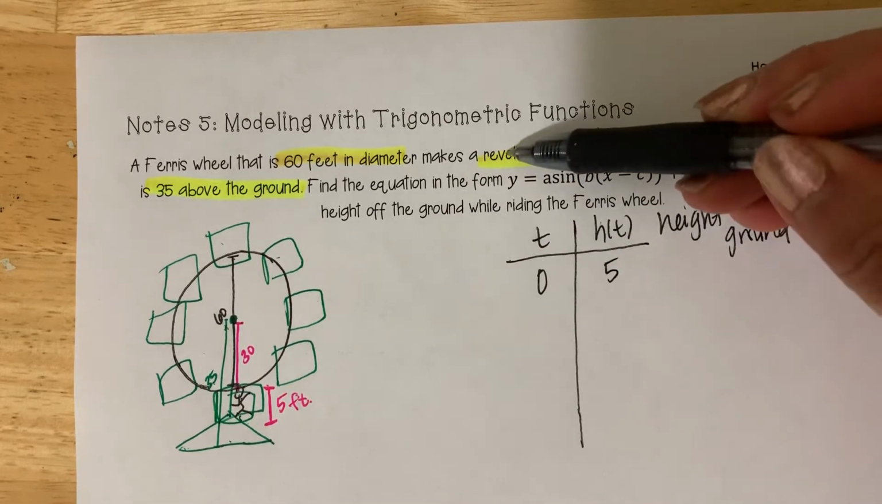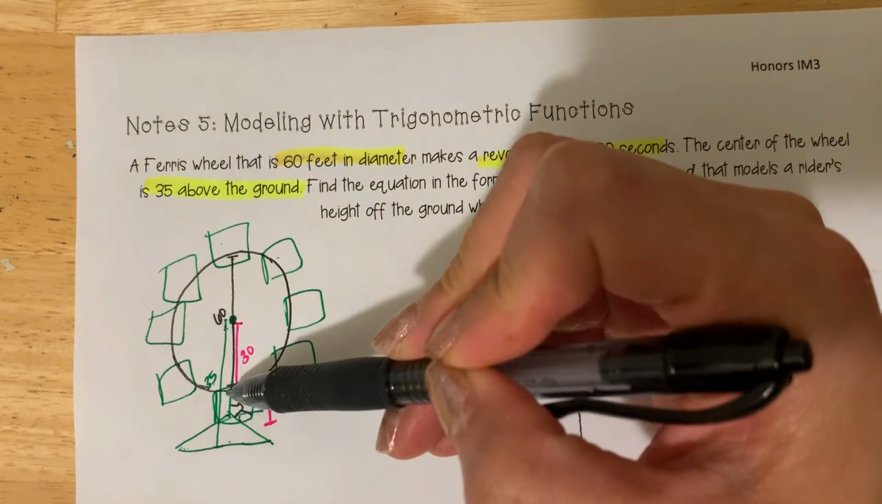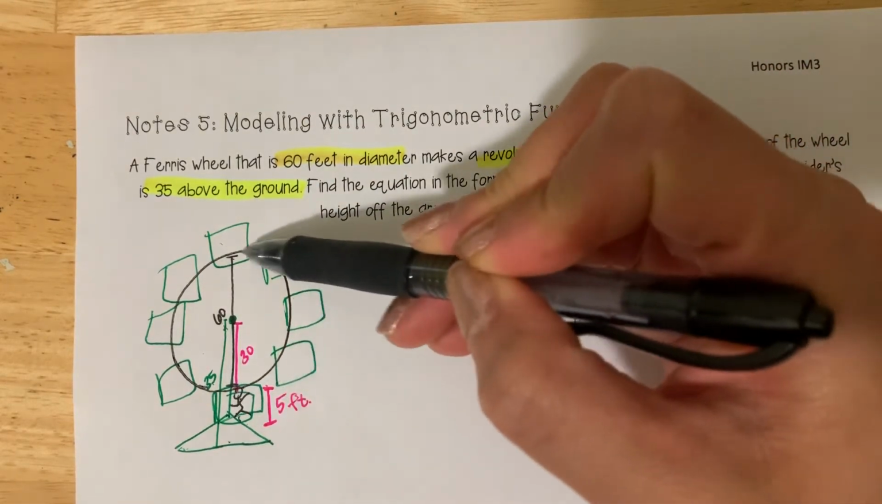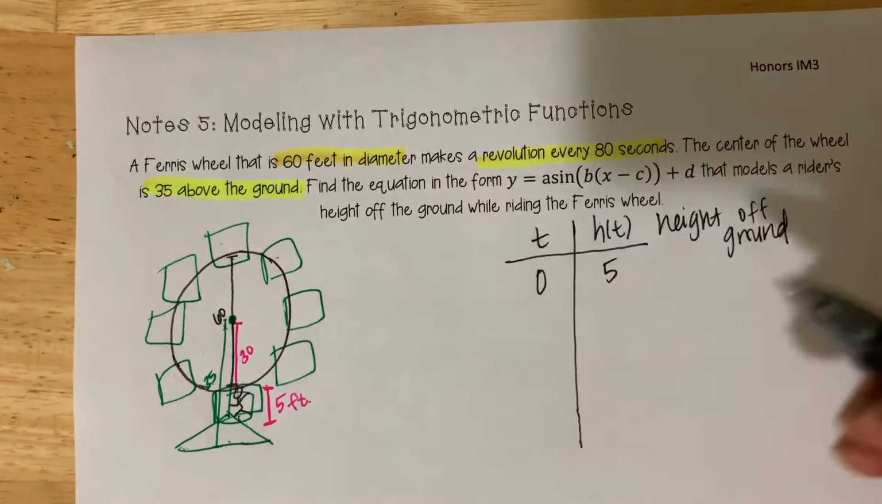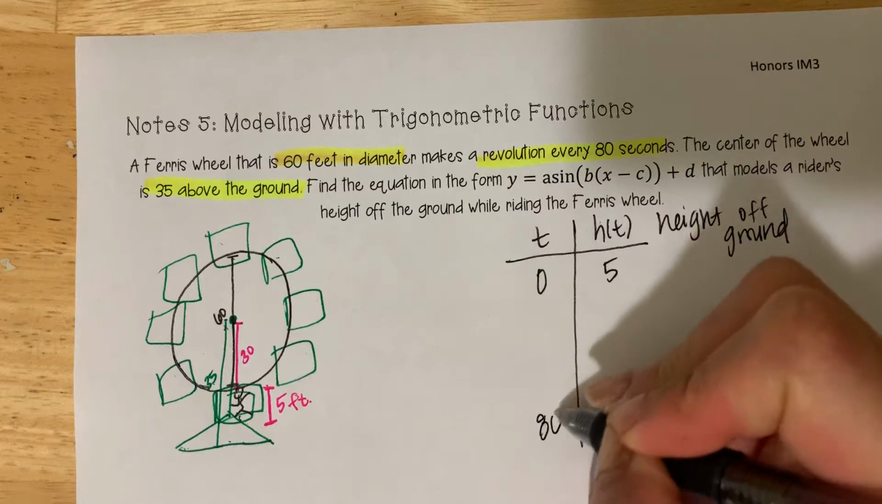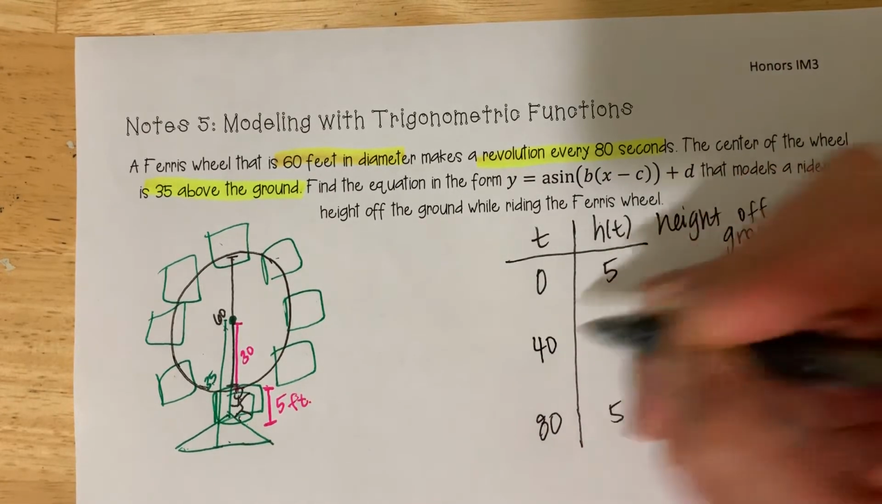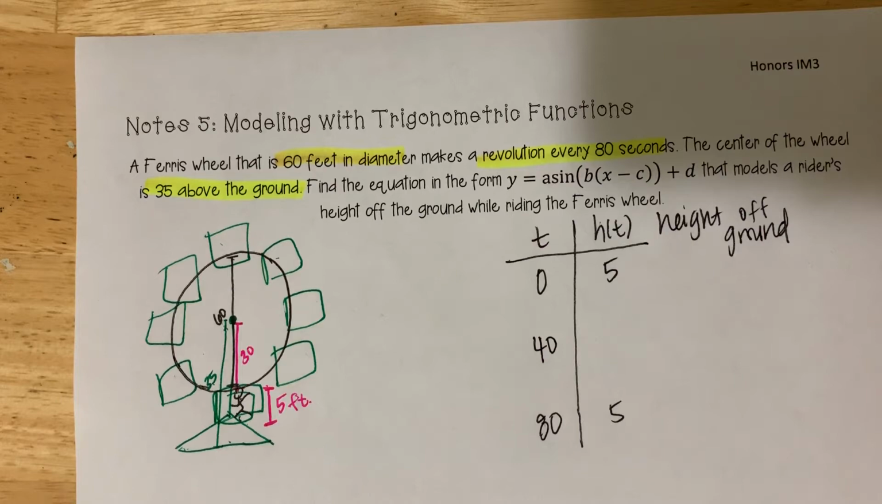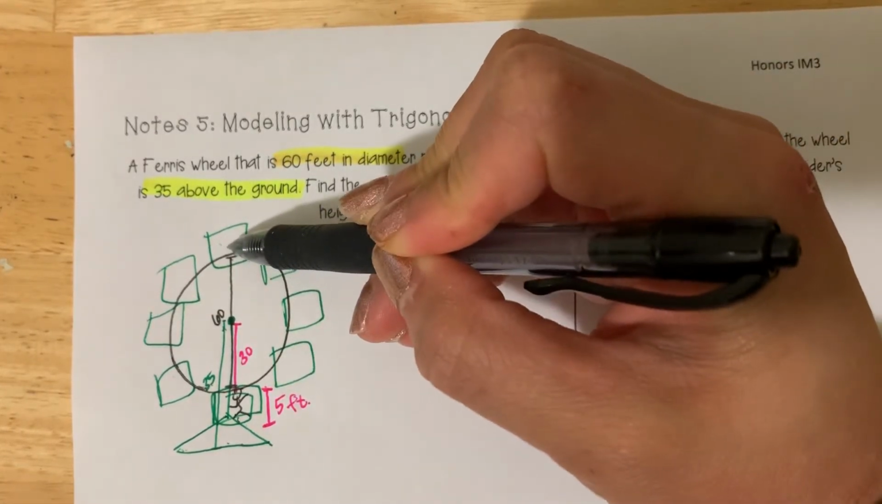Now it does tell us that the revolution is every 80 seconds. So that means at 80 seconds, you make one full rotation, and you're back to your starting position. So at 80 seconds, you are again 5 feet off the ground. Now, let's start off with half. So that means at time 40, you should be all the way at the very top of the Ferris wheel.